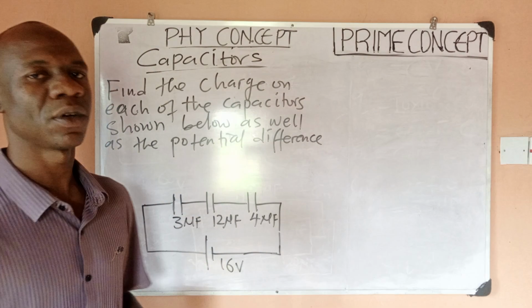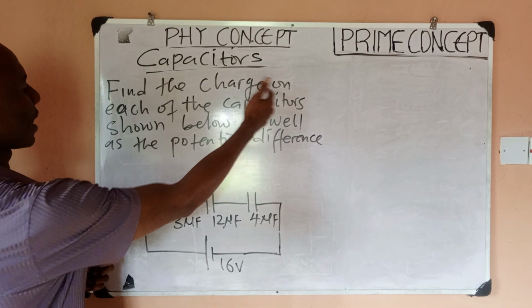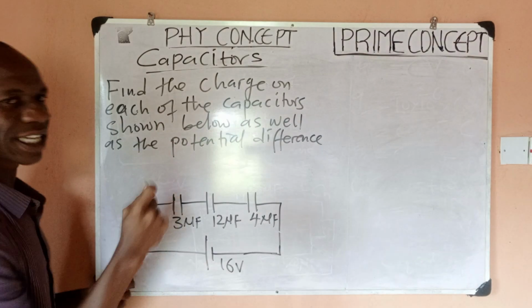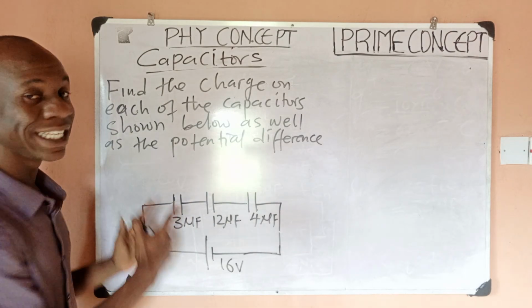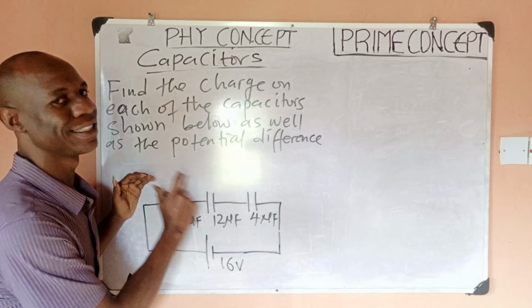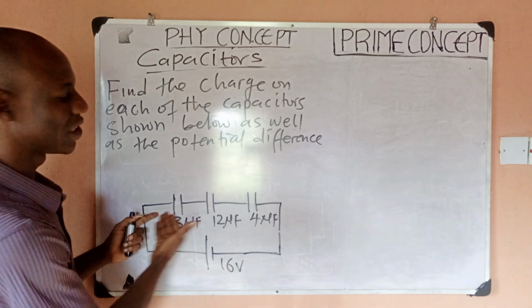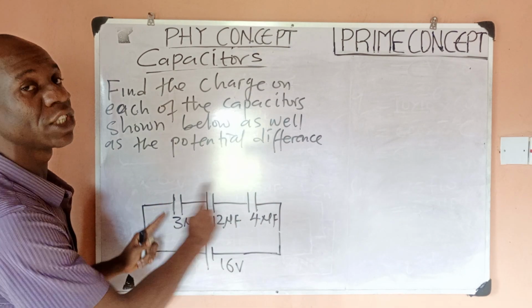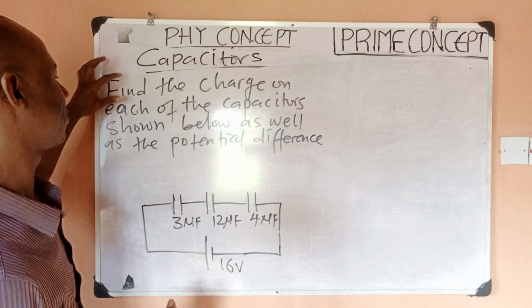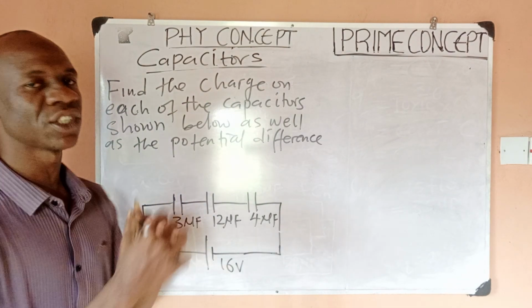We want to solve another problem under arrangement of capacitors, right? Now, the question says find the charge on each of the capacitors shown below as well as the potential difference. So we want to find the charge on each. First thing you should understand is that these capacitors are arranged in series. When you arrange capacitors in series, the charge in each of them is the same. The charge flowing through each of them is the same. And they say find the charge on each. So once we're able to find the charge, it means that same charge is flowing through each of them, right?